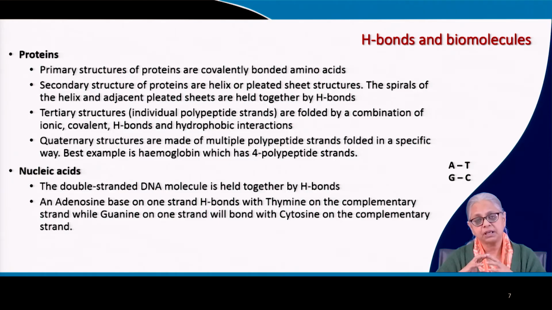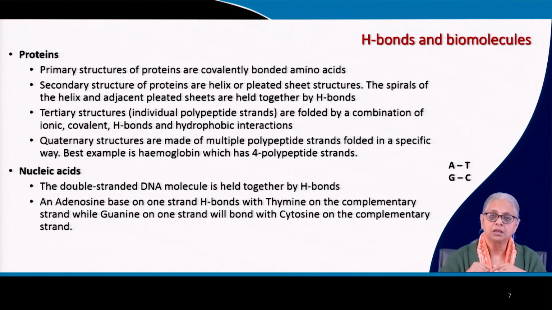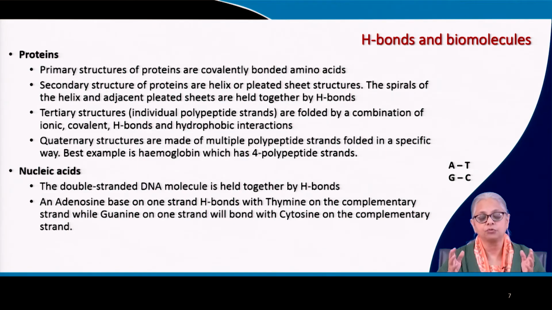Now these polypeptide strands can either form a helix. So if you think of a metallic spring, it is a helix structure. The same kind of thing is formed by proteins. That is one type of structure. The second type of structure is a pleated sheet. So when you fan fold paper, that is a pleated sheet. So these polypeptide strands form either helices or pleated sheet structures.